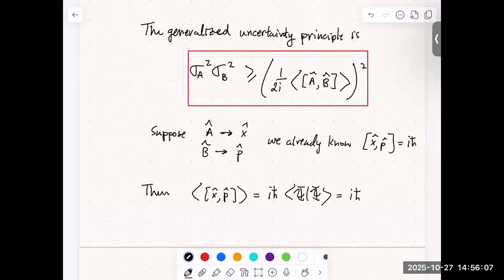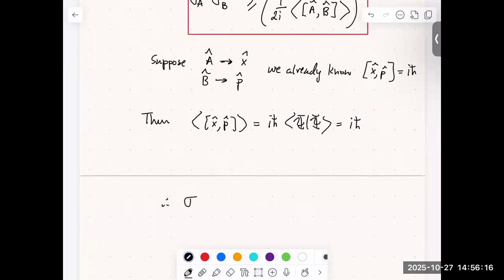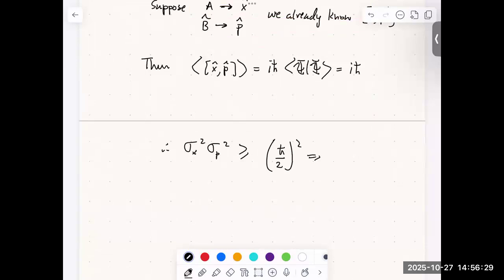Okay, and then you can see what's going to happen. We plug that into here. The i's are going to cancel, and we'll end up with an h bar over 2. And so therefore, sigma x squared sigma p squared has to be greater than or equal to (h bar over 2) squared. Now we can take the square root and say that sigma x sigma p has to be greater than or equal to h bar over 2.